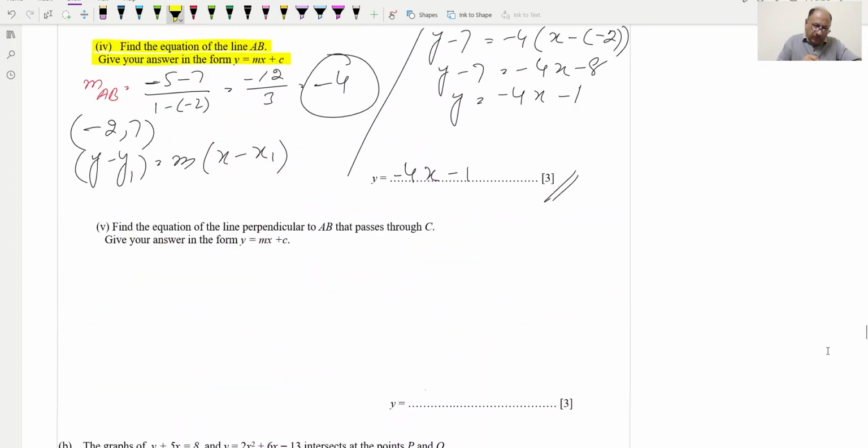Now for the fifth part, find the equation of the line perpendicular to AB. Perpendicular to AB means the gradient of the perpendicular will be equal to the reciprocal with changed sign, so it will be 1 by 4.